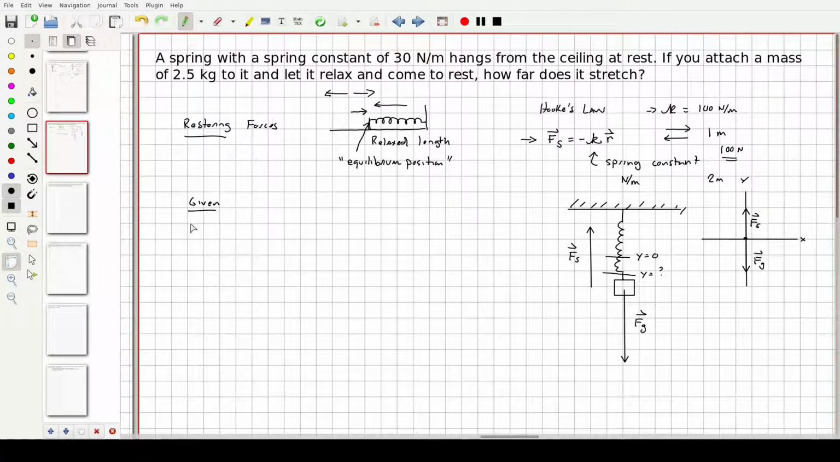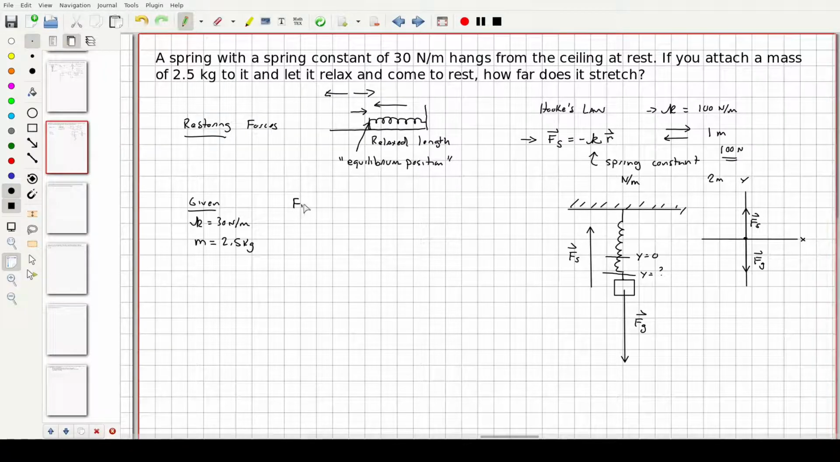So we're given a spring constant of 30 newtons per meter. We're also given that the mass that's hanging off the end of it is 2.5 kilograms. Now, why is this thing stretching? Well, that's because of gravity. Okay.